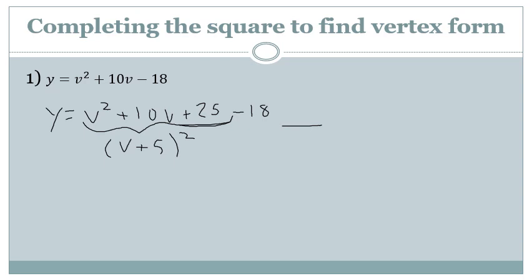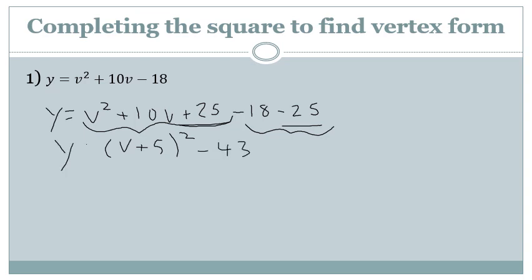But you can't just add stuff to an equation. You have to either do it to both sides, or the trick we're going to use is, since we added 25, I'm now also going to subtract 25, because 25 minus 25 is 0. Essentially, I've just added 0 to this equation, so I haven't changed it at all. I'm just manipulating it, right? So now I need to know what negative 18 minus 25 is. Negative 18 minus 25 is going to be negative 43.